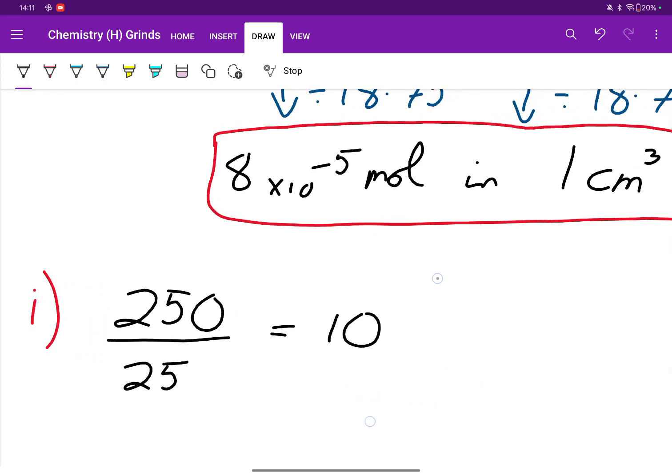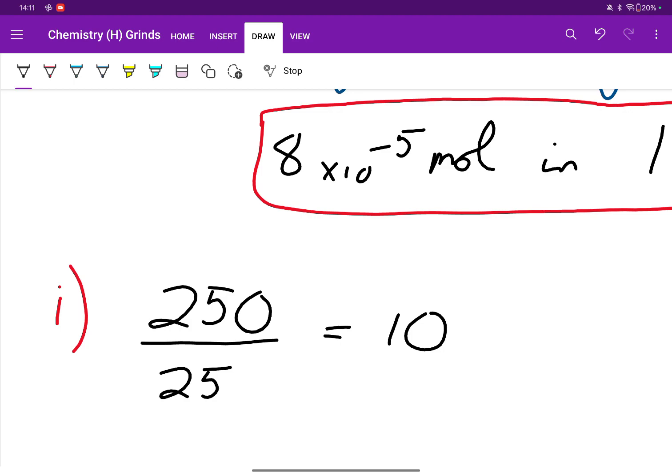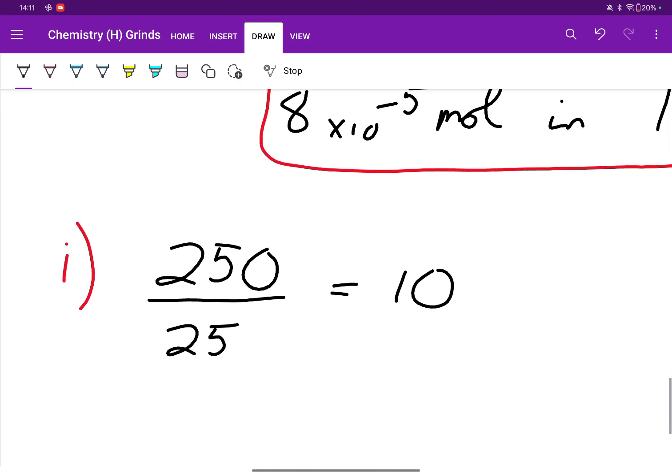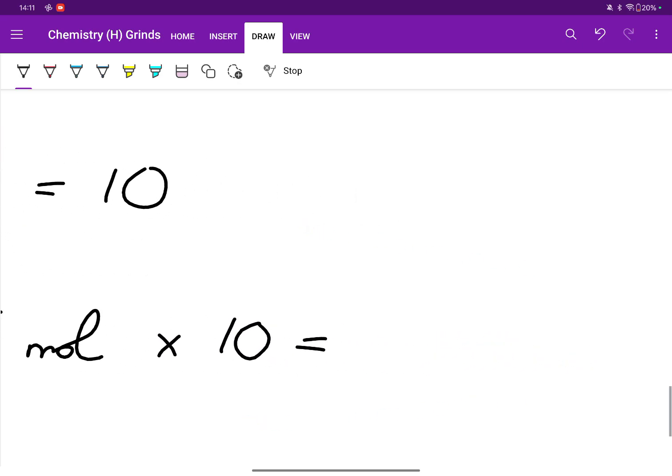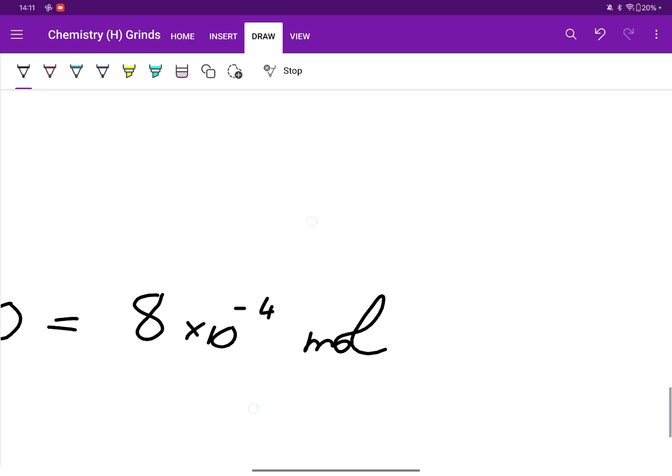So what that means is that if it's diluted by a factor of 10, there is going to be 10 times as much in the original solution. So, if we have 8 by 10 to the minus 5 moles in 1 centimeter cubed of diluted vinegar, we will have 10 times as much in 1 centimeter cubed of the original vinegar. So that'll be 8 by 10 to the minus 4 in 1 centimeter cubed.